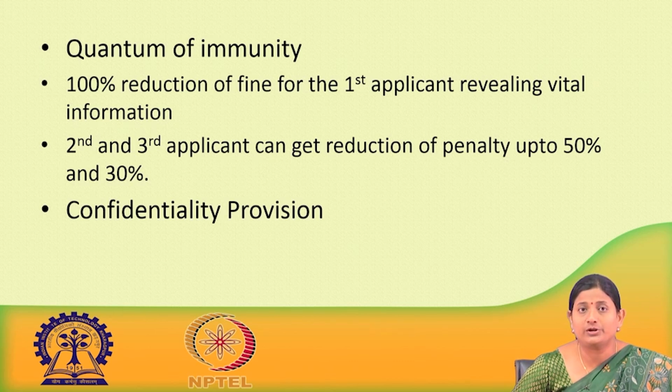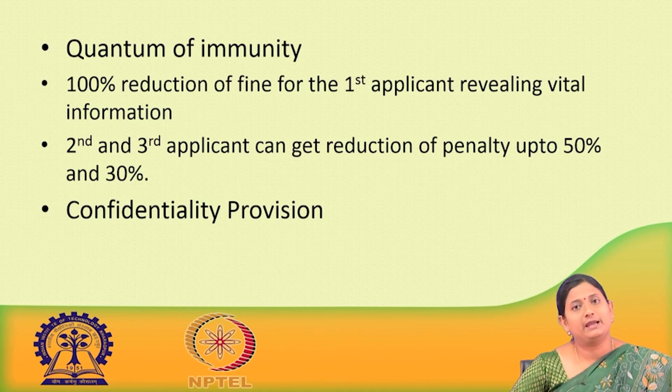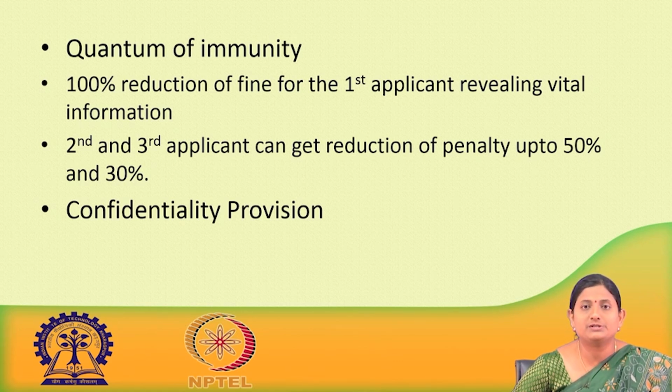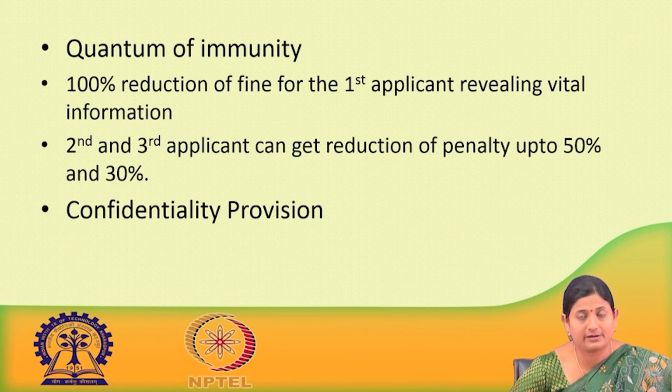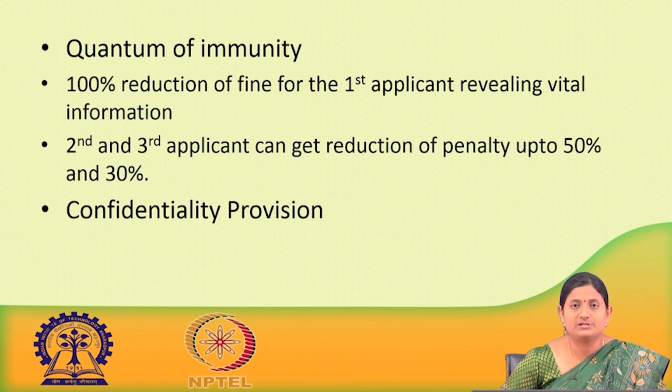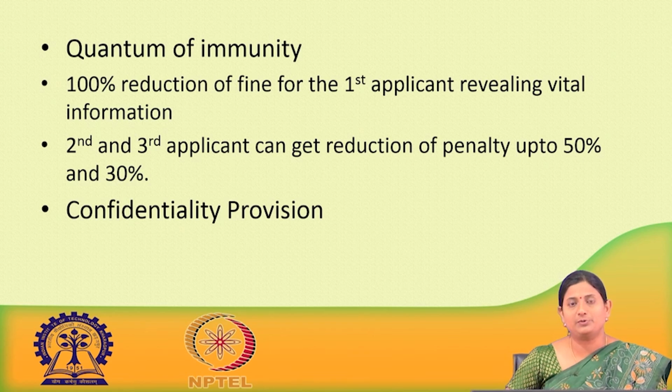So, as I was discussing, the quantum of immunity may be 100% of the fine for the first applicant revealing the vital information. It is a first come, first served type of thing, but the other parties which may come forward after the first one, maybe the second or third parties, can also get a reduction of up to 50% or 30%. So, the first one coming for the disclosure gets a higher reduction in the penalty, and then subsequently the percentage decreases. And one important thing is that if a company wants its name to be kept confidential, that kind of provision is also available in the leniency provision.